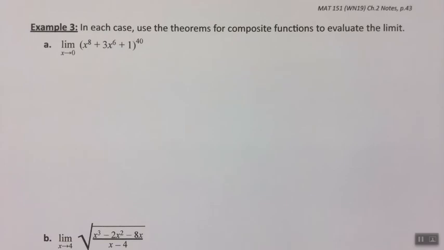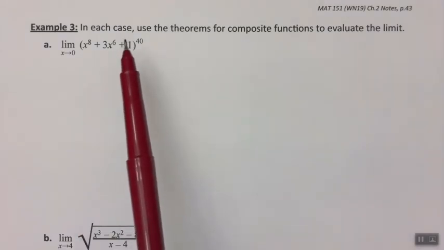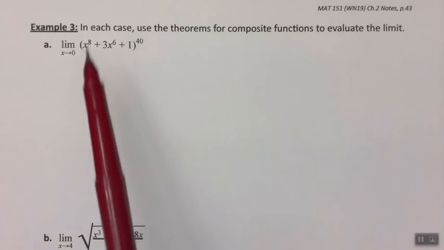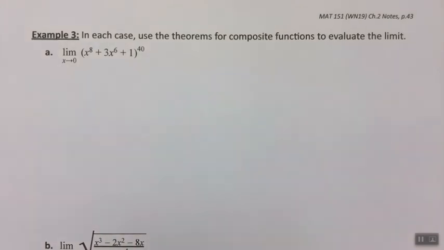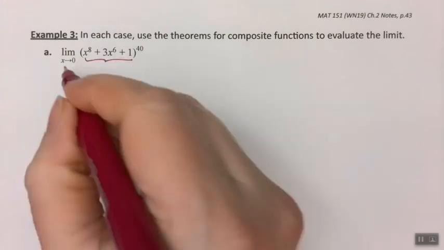So for this example, they want us to use the theorems for composite functions to evaluate the limit. So we're going to use that theorem that we just saw for composite functions and continuity and limits and all of that stuff to be able to do this. So keep in mind that for this particular problem, for the first one, this inner function right here, that's a polynomial, right? And since it's a polynomial, it's continuous at 0.